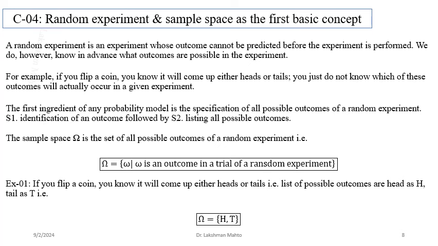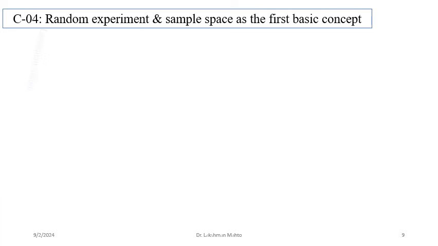One example: if you flip a coin, then it will come up either head or tail. Coming up head, you denote it by H. Coming up tail, you denote it by T. So H and T, that is the identification of our outcomes. And if you list out what the outcomes are, head or tail, that is where you get the sample space. It contains head, comma, tail. So it is a very simple example.